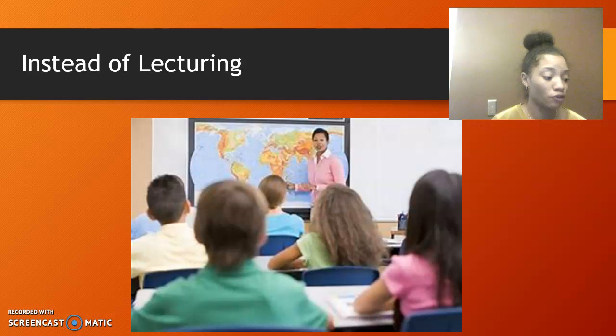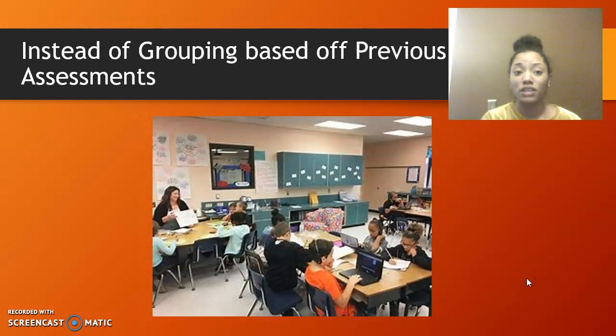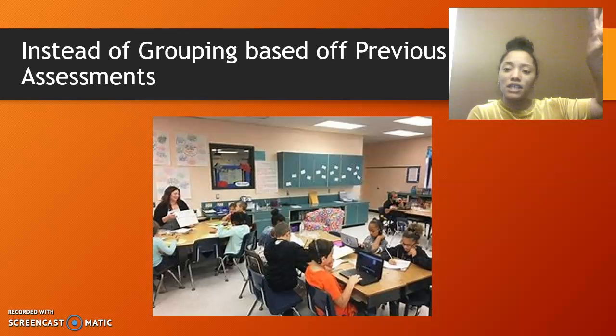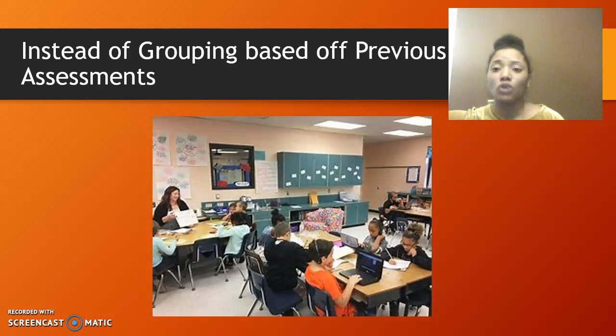Instead of grouping students based off of their previous assessment from last year, you never know, they may be in a different space this year. And even if they aren't, when you do take that pretest in the beginning of the school year, it just shows you where they're at this very moment. It doesn't show you where they could be in a month or a week even.